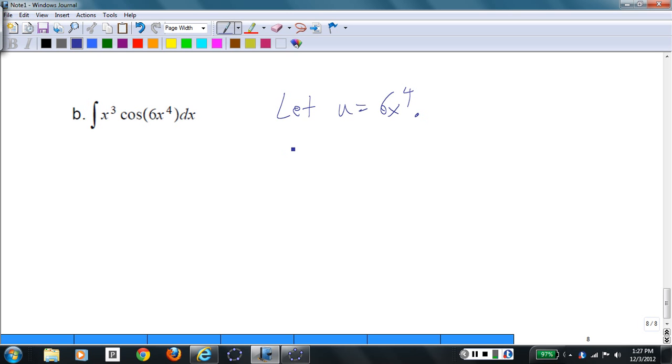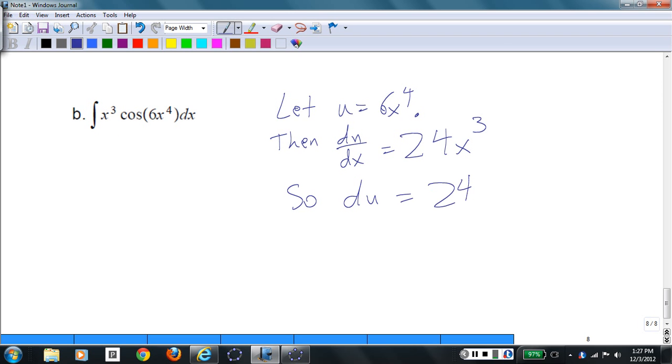Because what's the derivative of 6x to the 4th? 24x cubed. Never mind the 24. The important thing is the x cubed, because we have a factor of x cubed right there, and we really need the derivative to have a factor of x cubed. It does, and so we should be good. We should be able to get there from here. So du equals 24x cubed dx, and we can substitute what we need into the expression.